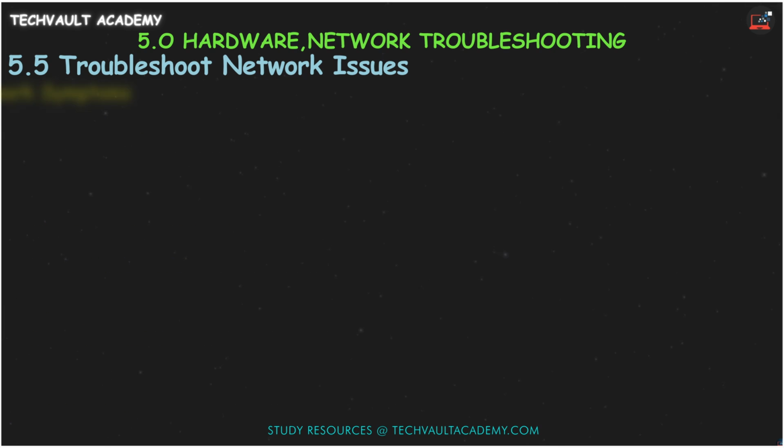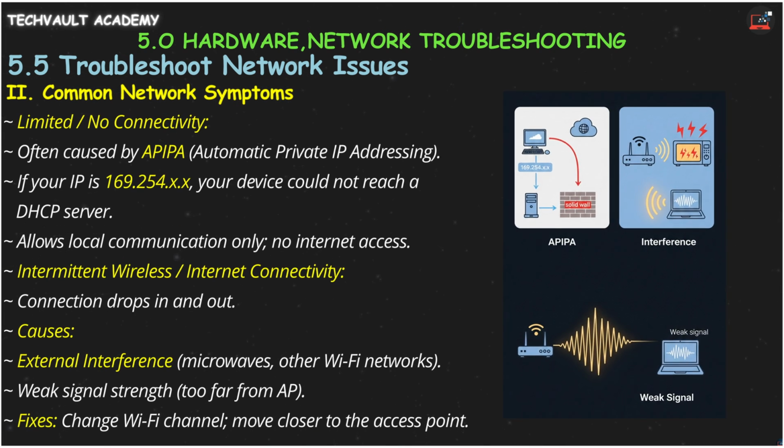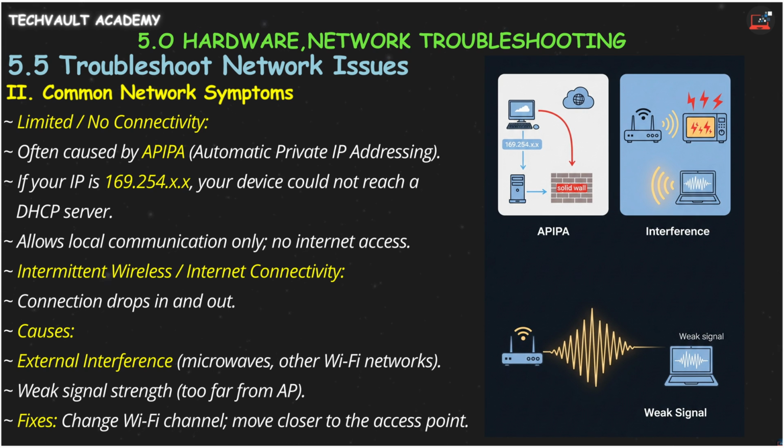Now let's tackle common symptoms. If you have limited or no connectivity, and you see an IP address starting with 169.254, that's an APIPA address. It means your computer couldn't get an address from a DHCP server. You can talk to local devices, but you can't reach the internet. This is a dead giveaway that your DHCP process is failing.